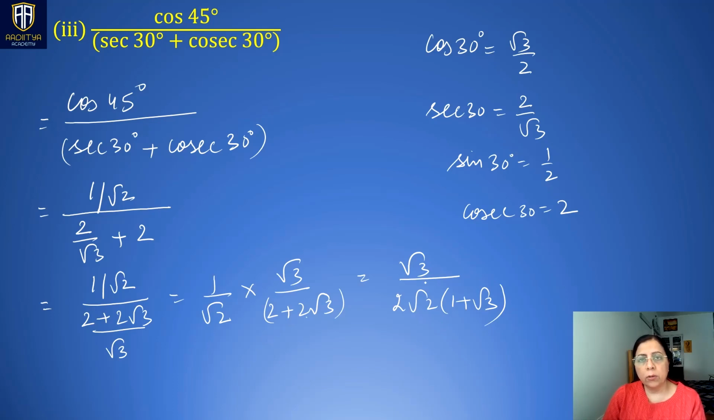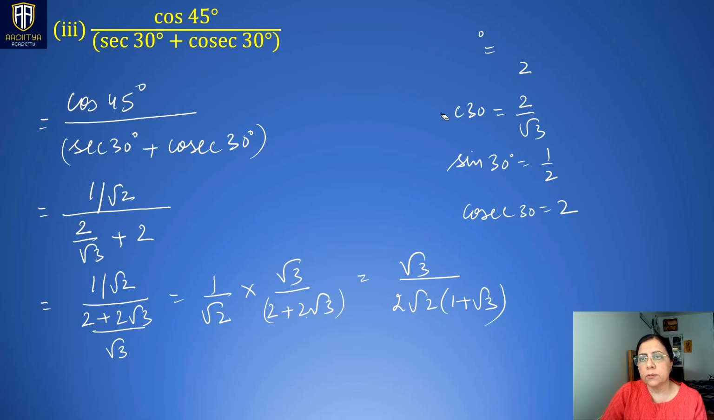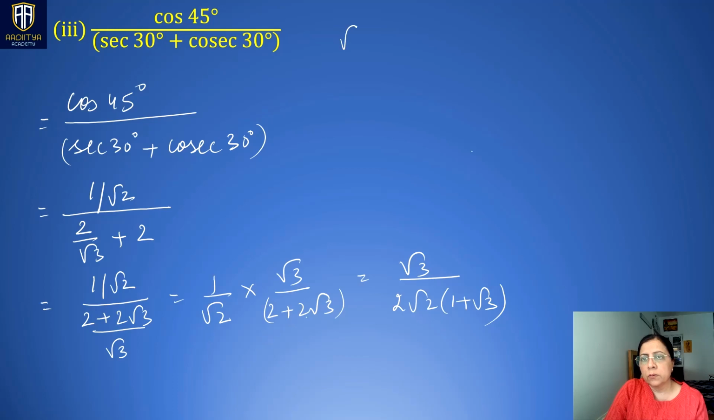Now here we cannot leave this answer in this form, because when we have irrational numbers in the denominator, we are supposed to rationalize the denominator, right? So here I am erasing all this. Now to rationalize this, we have root 3 upon 2 root 2, 1 plus root 3.